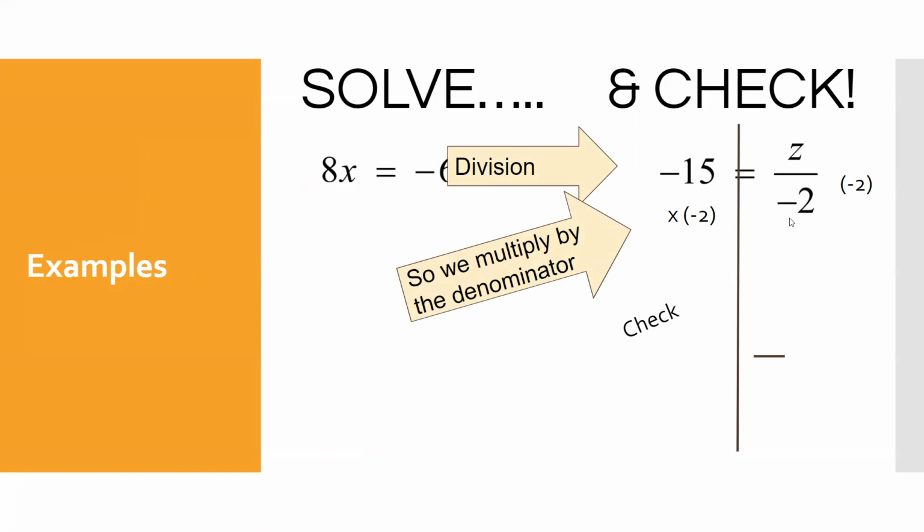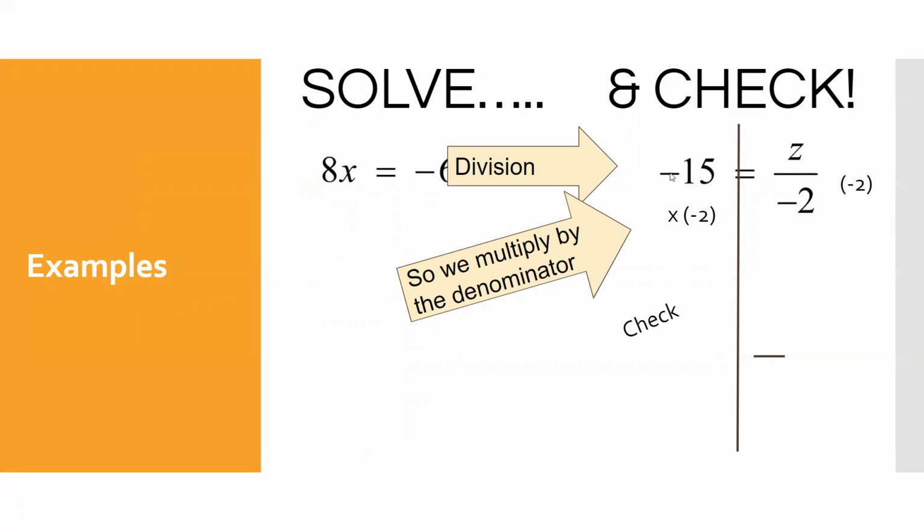When this says divide by negative 2 and then multiply by negative 2, that just becomes a 1. Z divided by 1 just equals z. So we isolated our variable on this right side. Now we just have to simplify the left side.